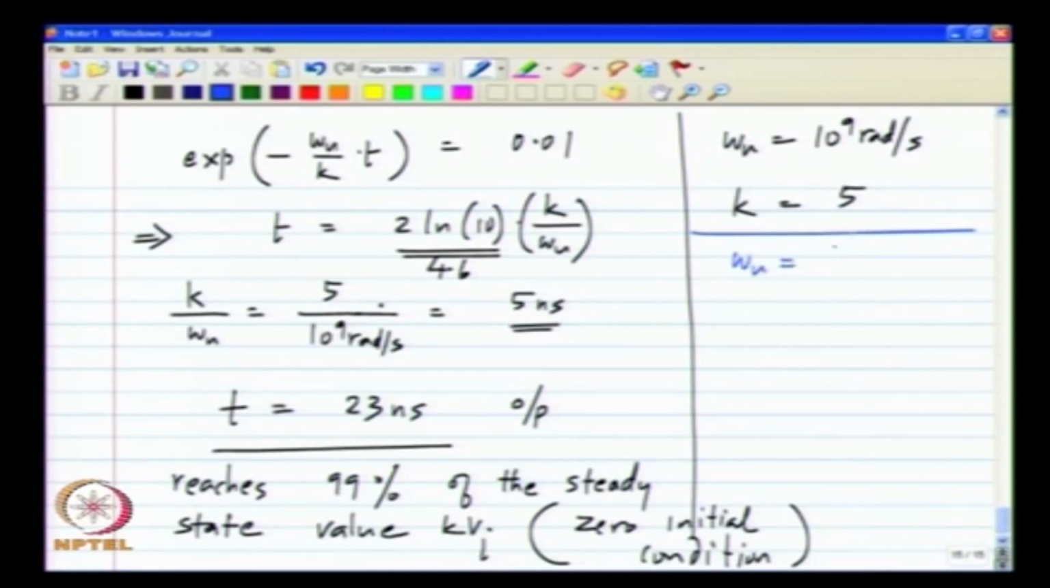Omega u, let us say, is 5 times 10 to the 9 radians per second, or 5 gigaradians per second. So, what will happen in this case? Simply k by omega u will be 5 by 5 times 10 to the 9 radians per second, which is equal to 1 nanosecond.